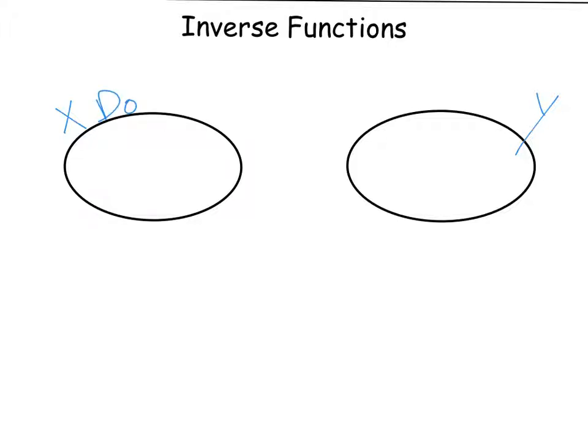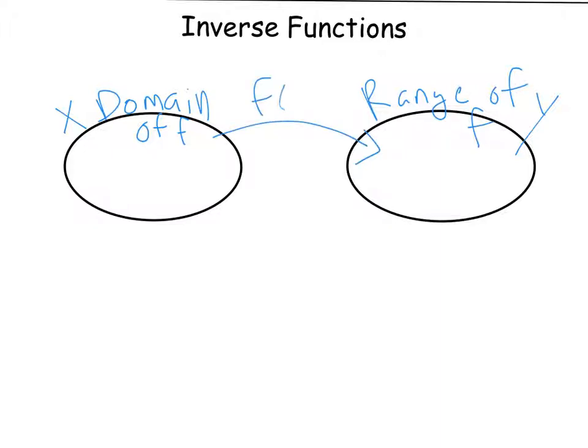X values we call the domain, but actually right now I'm going to have two different functions in this diagram. I need to specify that's the domain for the function f. Our y values, that's the range, again, of f. And here is the function f of x. Okay? The function determines how pairs of numbers get paired together.